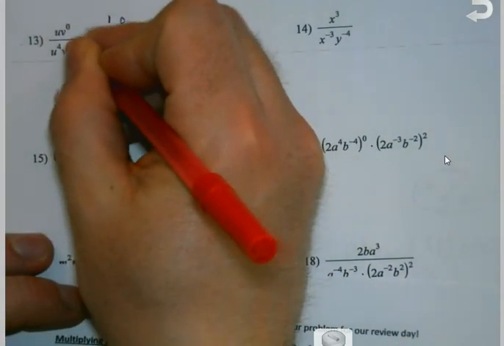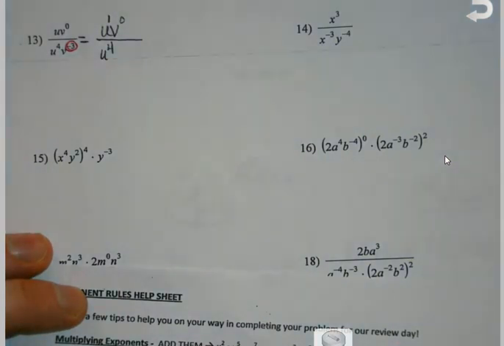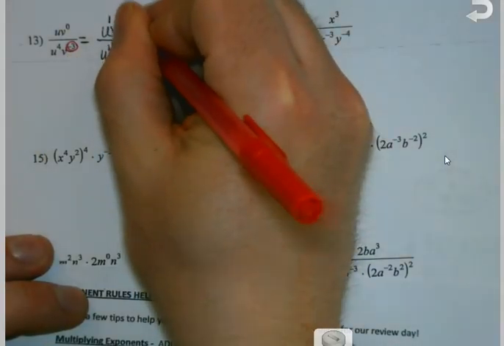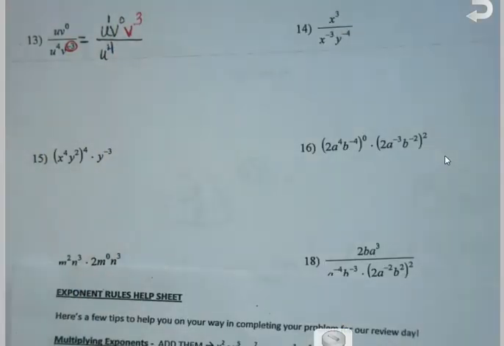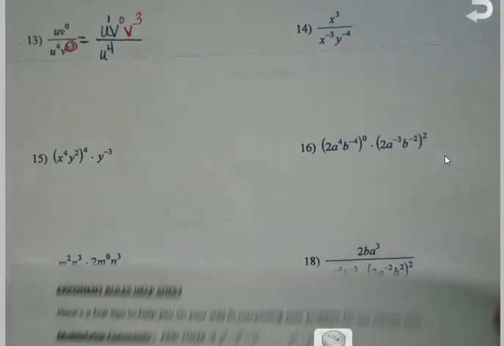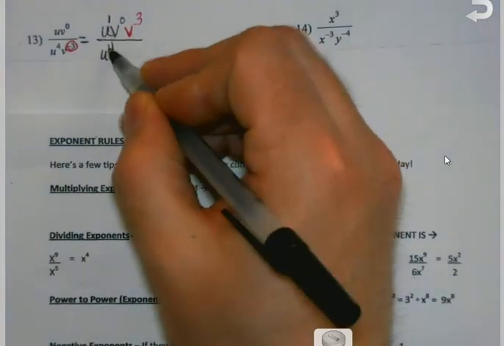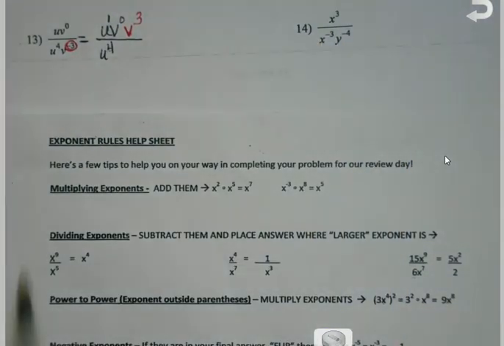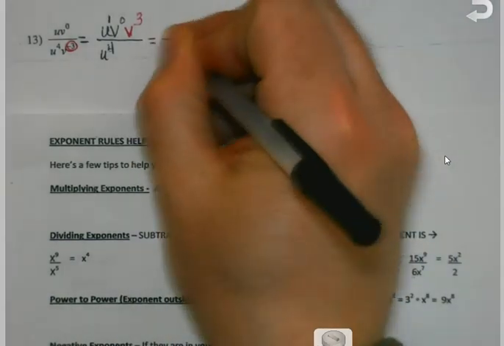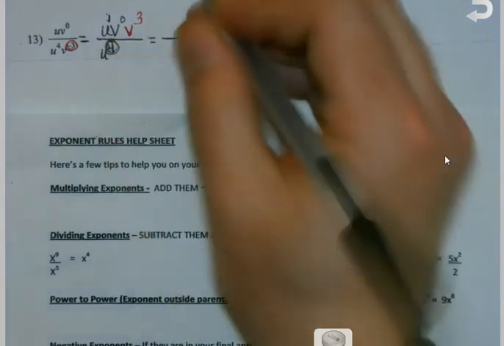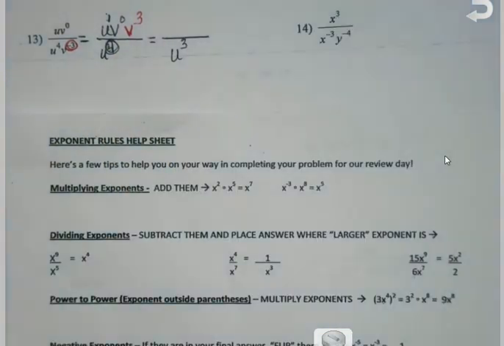Once I see a negative exponent, I want to make it positive as quickly as I can. How do I do that? I flip it to the other side of the fraction. Since it's negative in the denominator, if I flip it up to the numerator, it becomes positive. And once that happens, I can just go to my regular exponent rules to finish this off. If I'm looking at the u's, I'm dividing, so I subtract and put the answer where the bigger exponent is. 4 minus 1 on my u's is 3. The bigger exponent is down here, so u to the third.